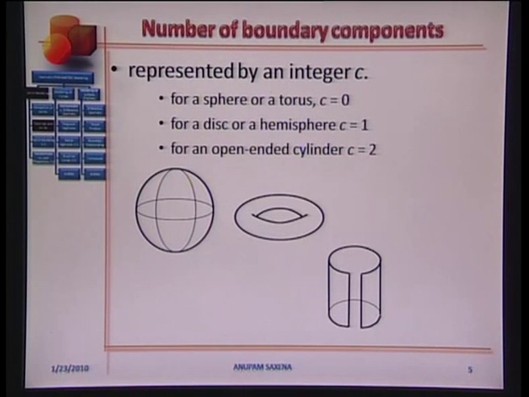For an open-ended cylinder, there would be two boundaries. A circular shaped boundary on the top and a circular shaped boundary at the bottom. For this surface, c equals 2.